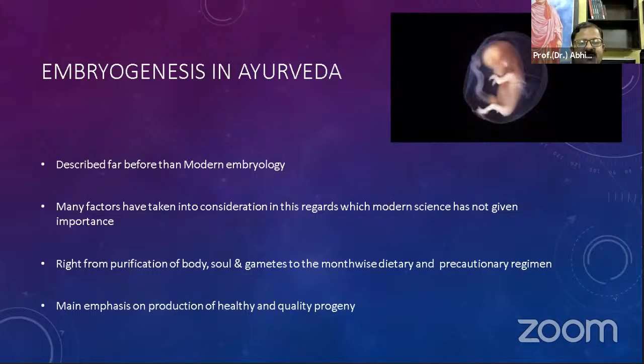What is the difference between modern embryology and Ayurveda embryology? Here is the difference. Modern embryology directly starts from fertilization, or at most from the cell structure. But they have not mentioned the purity or quality of the cells, which are essential for fertilization. Ayurveda acharyas have given importance to the purity and quality of the gametes, so that a proper and healthy progeny, a healthy generation, can be achieved. So right from purification of the body, purification of the soul and gametes, to the month-wise dietary and precautionary regime. This is the uniqueness of Ayurveda embryology over modern embryology, what I feel, because these things are not mentioned in modern science. And the main emphasis of Ayurveda embryology is on production of healthy and quality progeny.